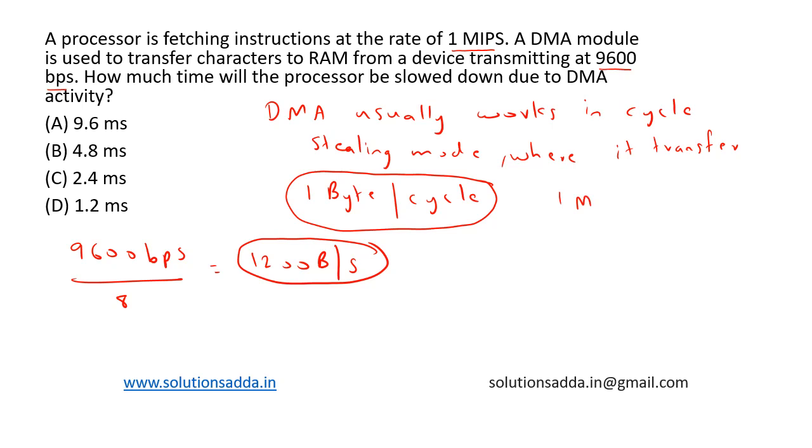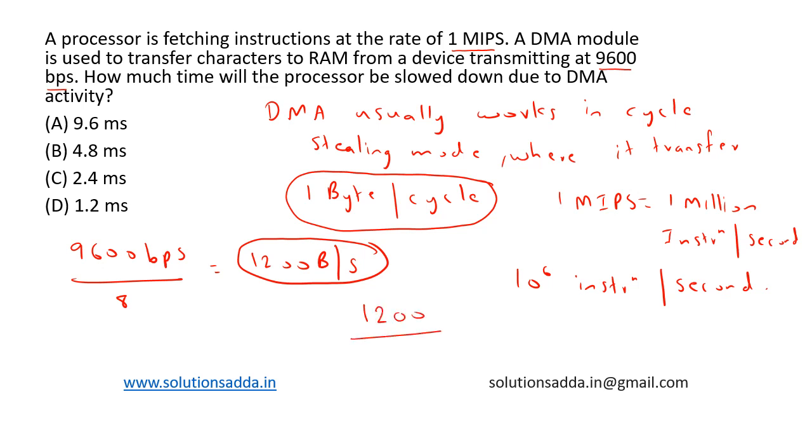Now 1 MIPS is equal to 1 million instructions per second. So the CPU normally fetches 10 to the power of 6 instructions per second. We assume that one instruction is equal to 1 byte. So we can say that this DMA will steal 1200 upon 10 to the power of 6, because the DMA is in cycle stealing mode, it steals 1 byte at a time.